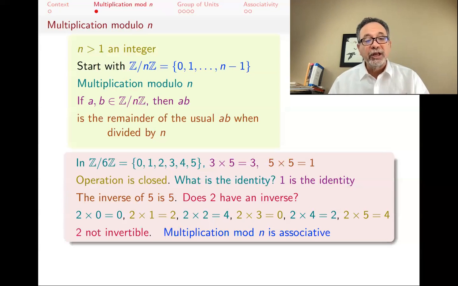We also need something else. We also need that it be associative. I have to prove to you that multiplication is associative. How far are we from a group?